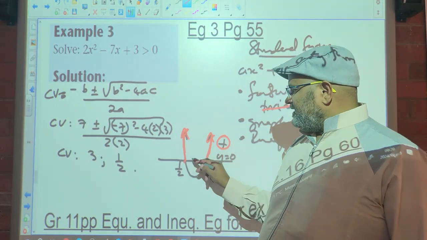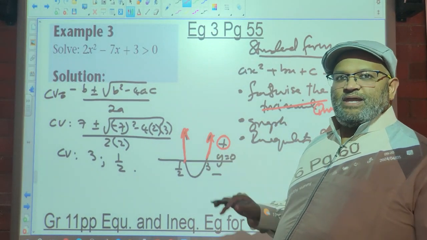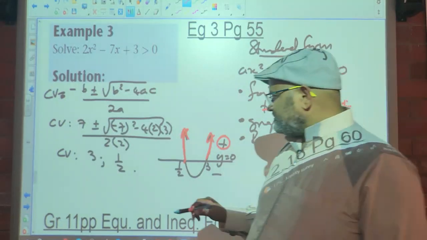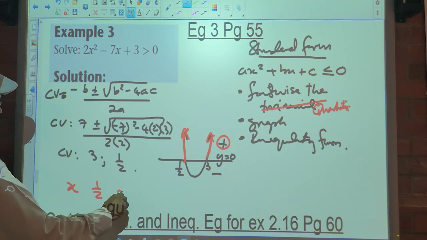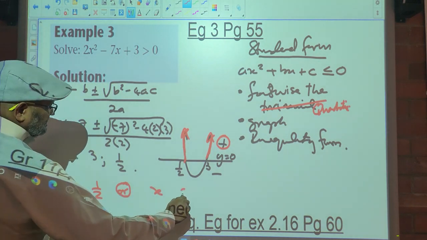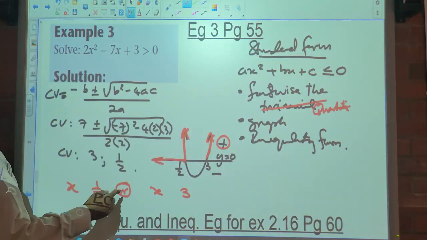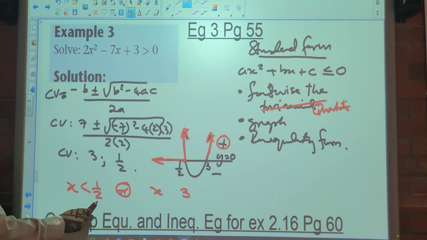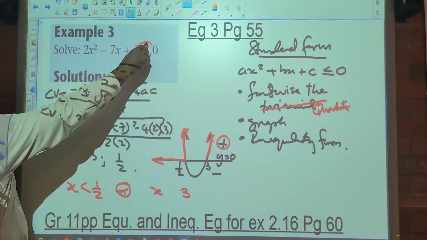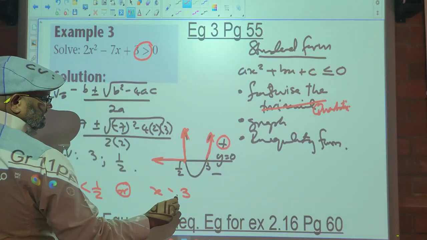So, is the solution apart or together? It's apart. So it's a broken solution. So what do I write? x and half or x and 3. But this is going in that direction, not so. So x must be less than half. Is it equal there? No. So it's just less than half or greater than 3.